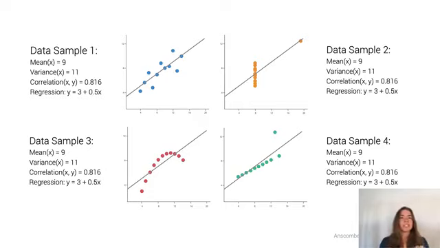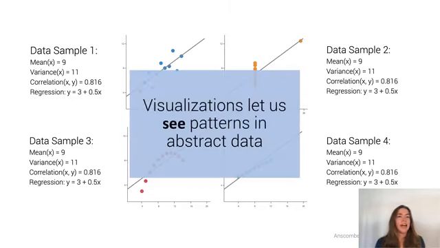So what we can see here is that qualitatively, these data sets have very different properties, but if we were to just look at their first order statistics, we wouldn't be able to see or characterize these differences. And that's because visualizations really let us see patterns in abstract data.